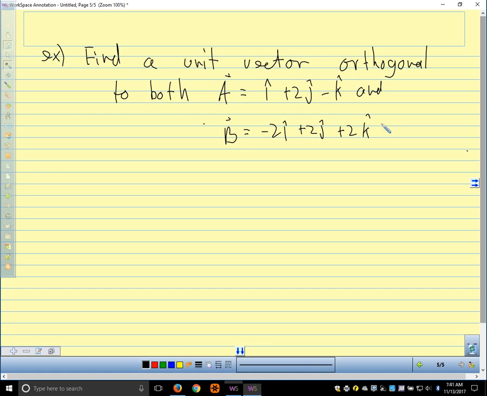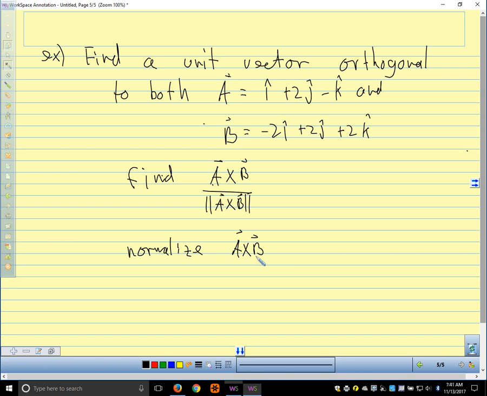Find the cross product and then divide by the magnitude. Right. We could say find the unit vector: A cross B over the magnitude of A cross B. The other way you may be asked this question, it might say normalize A cross B. Normalize is the process of finding a unit vector in the direction of that thing.